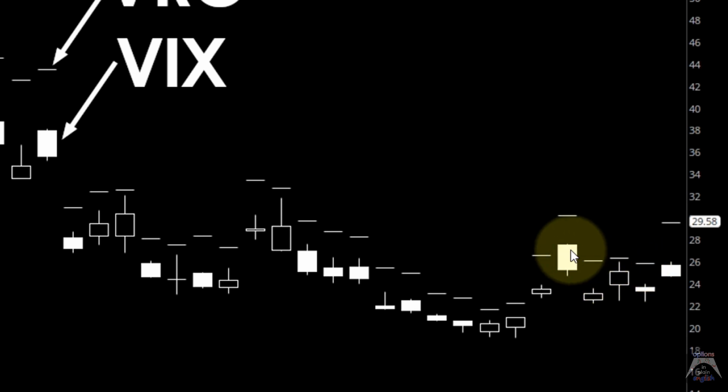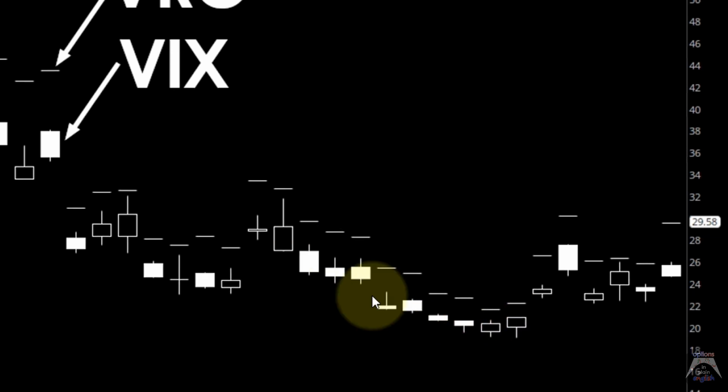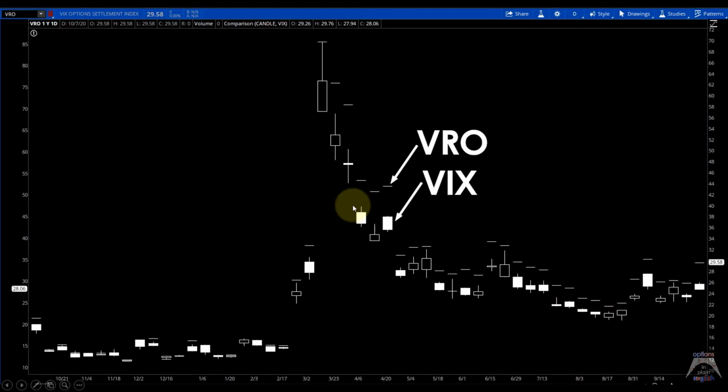Same here, same here, same here, same here. If you look at the numbers over the last year, you can see that they're never the same, and for the most part, VRO is higher than the VIX. Now, why is this? Well, this is because even though they are related values, they're not necessarily the same, and they have significant differences, and those differences manifest themselves in very different values during that day.